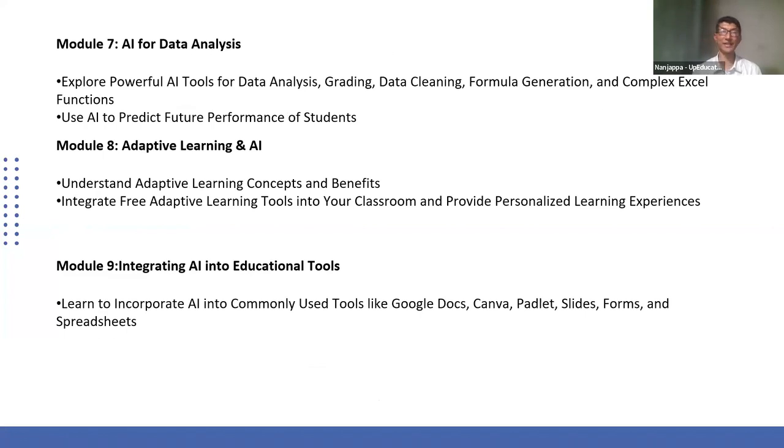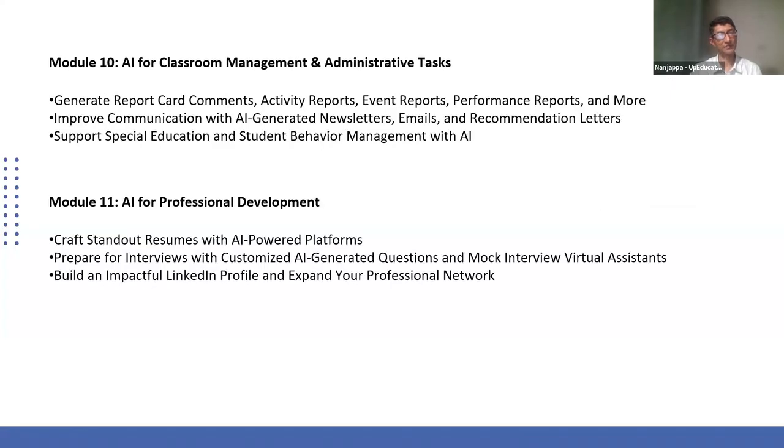Then we also learn about data analysis. Say you've got marks data, you've got attendance data. Is there a correlation? How do I find out all this? Adaptive learning and AI, and integrating AI into the educational tools. It could be Padlet, or how do you create slides. I think Gamma is one tool which you all can try. Then AI for classroom management and administrative tasks. How do you draft a good email? Say there is an incident which has happened. How do you generate an incident report for that? And AI for your personal, rather professional development also.